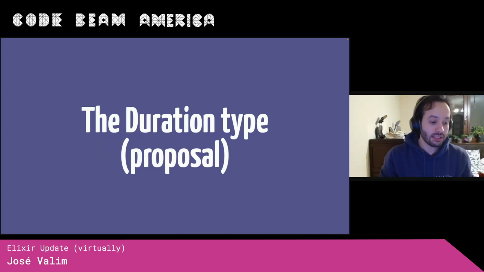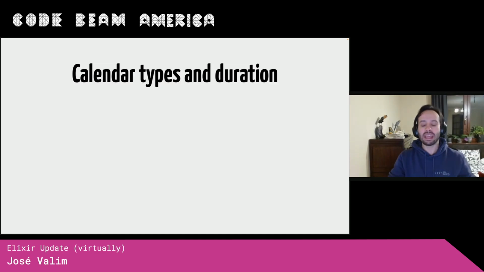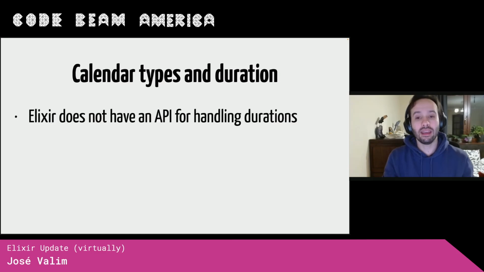Something that is currently being discussed, so a proposal was sent this week to the Elixir core mailing list, is to add a duration type to Elixir. So in Elixir, we have calendar types. We have time, date, naive date time, we have date time. But Elixir does not have an API for handling durations. And that's because it's not as trivial as somebody may expect.